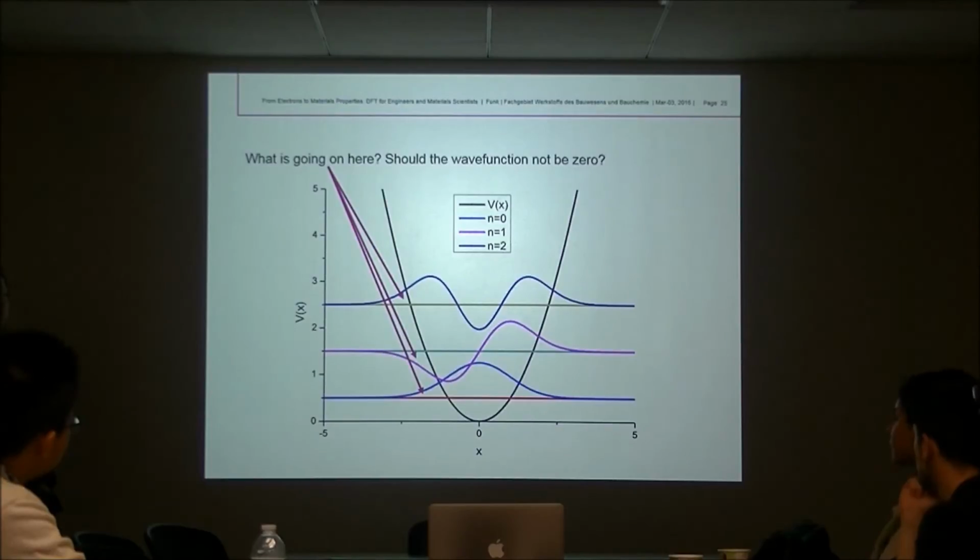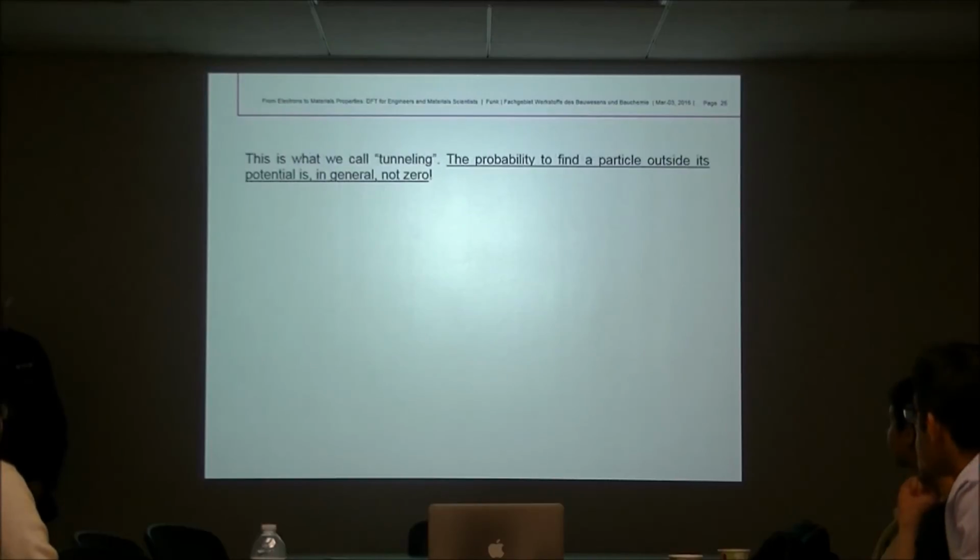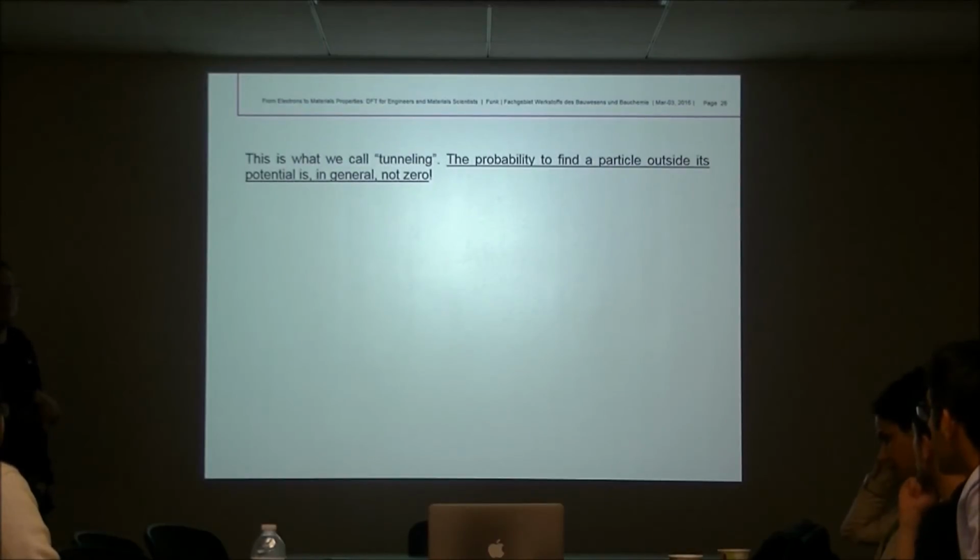Should it be 0? Classically, you build a ball. Should your particles be in the ball? No, it means negative kinetic energy, which is positive. Right, but here we have it. It's inside. This is a real quantum effect. This is different in the quantum world. And this effect we call tunneling. And tunneling means that in general, unless we have a special case, the probability to find a particle outside its potential is not 0.